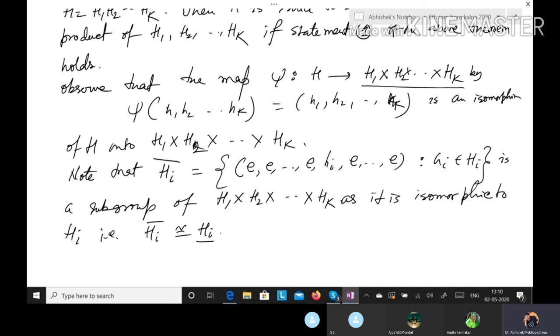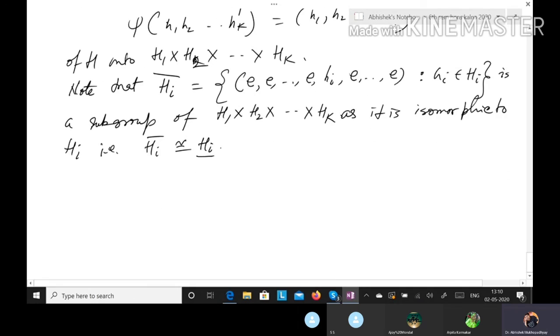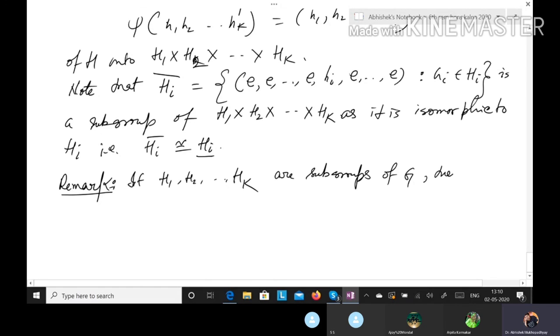So note that if H1, H2, Hk are subgroups of a group G, then their external direct product always exists. This can be written as a remark: if H1, H2, Hk are subgroups of G, then their external direct product always exists.